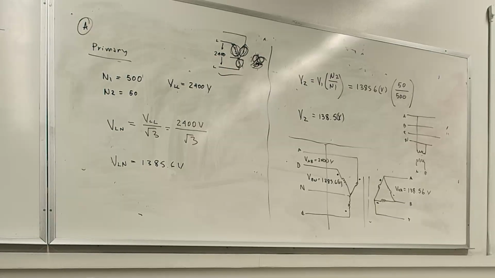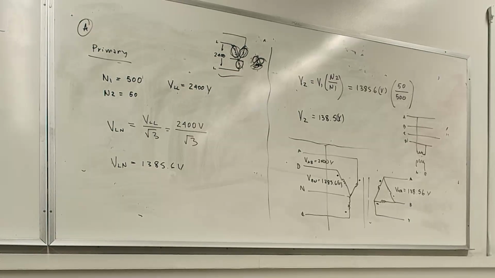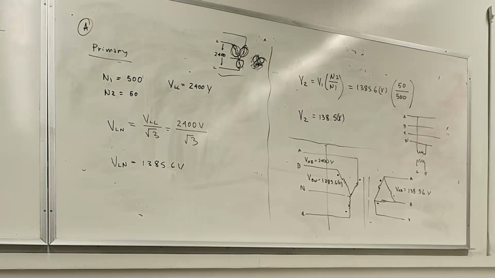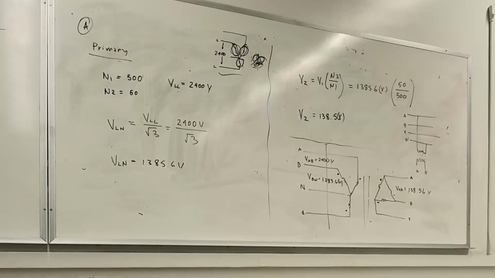Yeah, it's like what you drew earlier. For the right, so you have the core, and you have A to neutral, and then you have A to B on that side. Make sense? Okay, thank you.